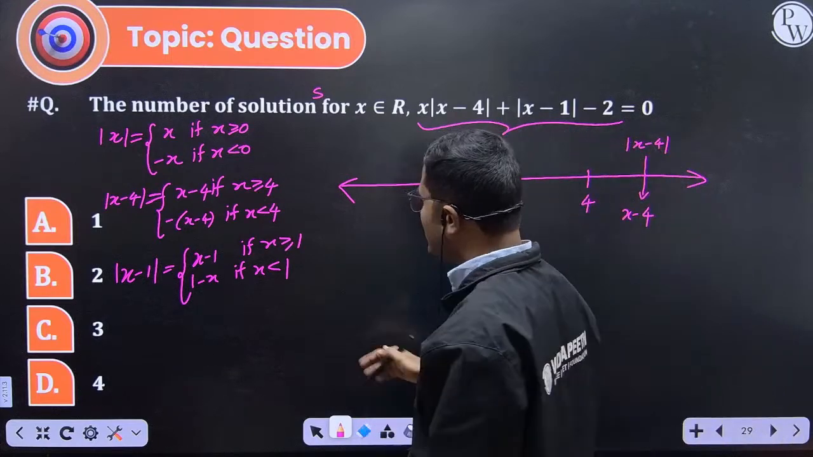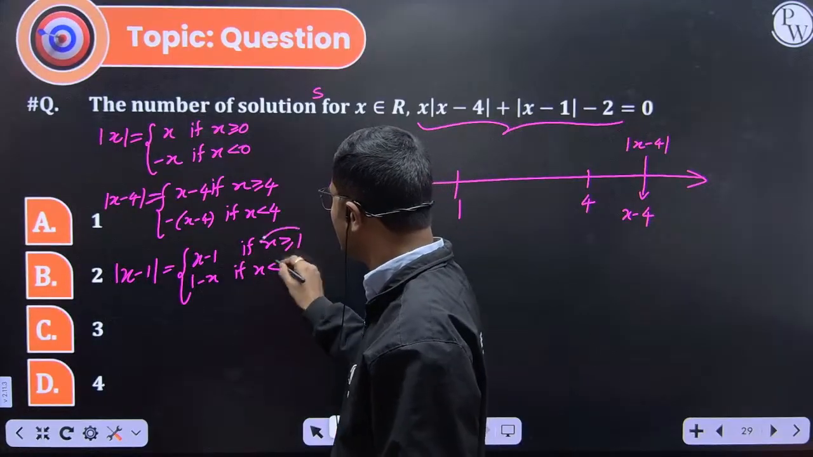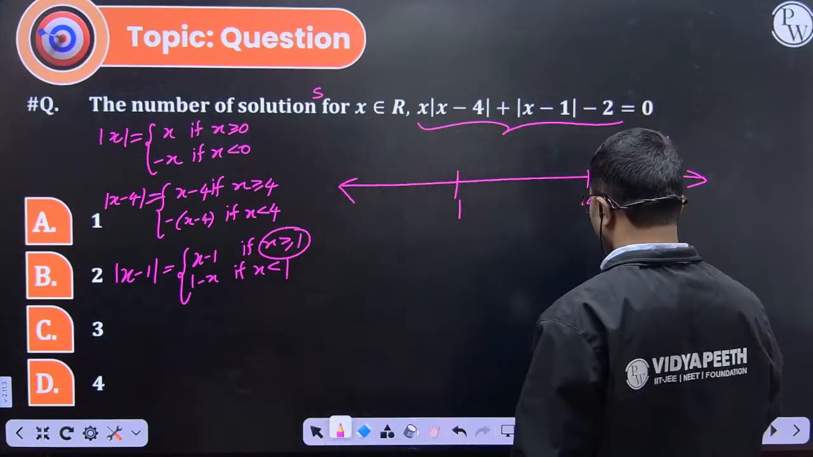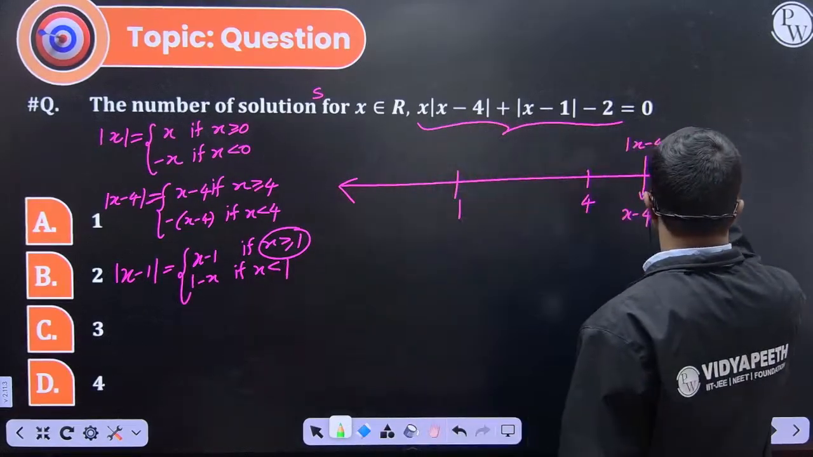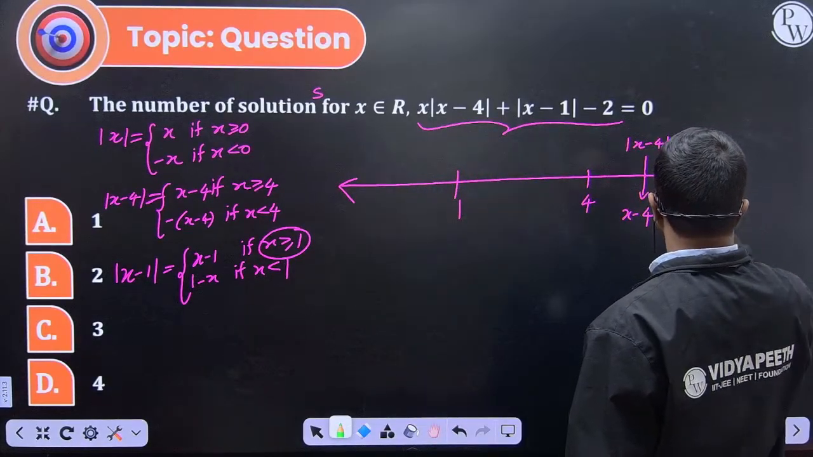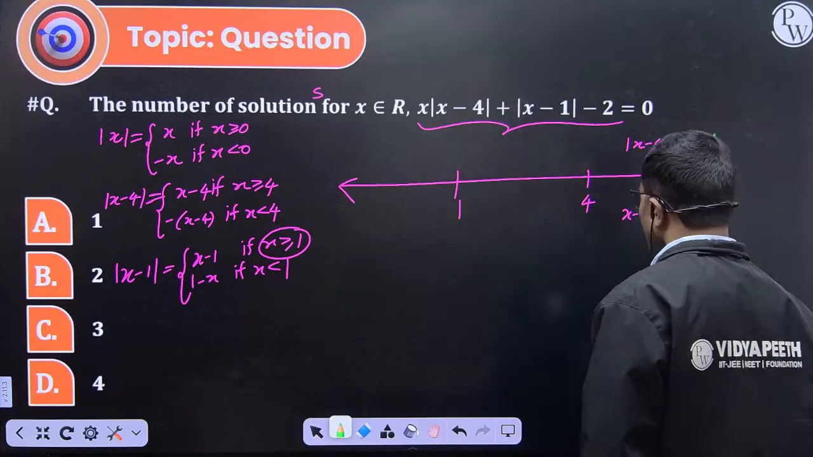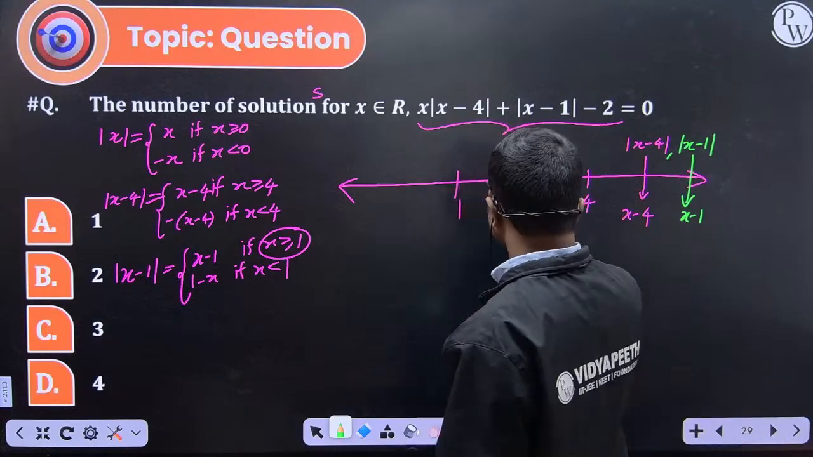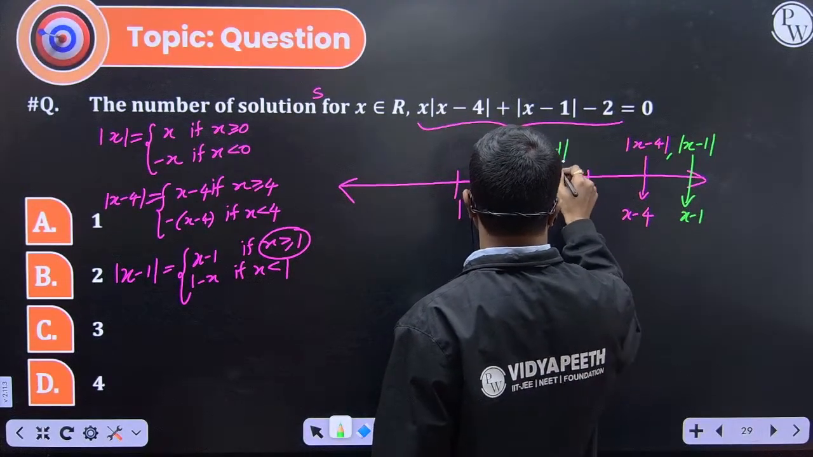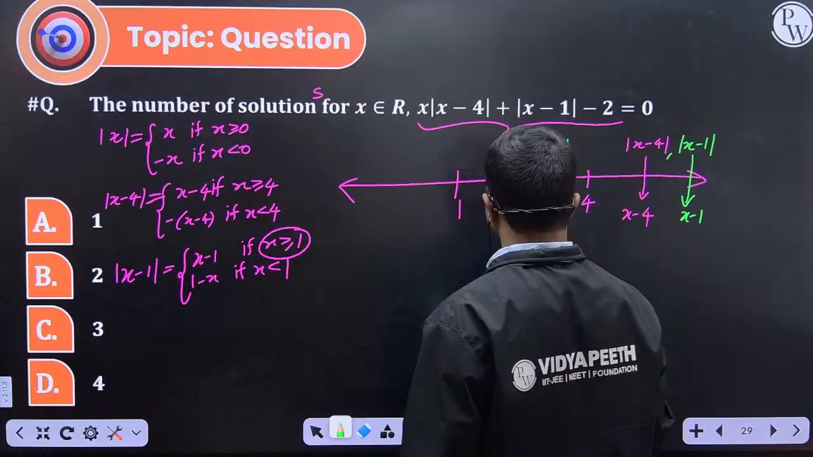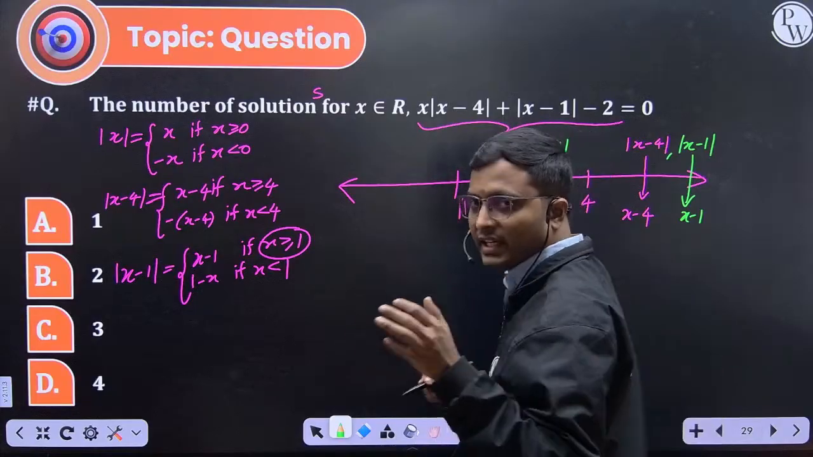More than 4 means automatically more than 1. So in place of modulus of x minus 1, we take x minus 2. Similarly for here, modulus of x minus 1, we will take it as x minus 1 because in this region also it is greater than 1.